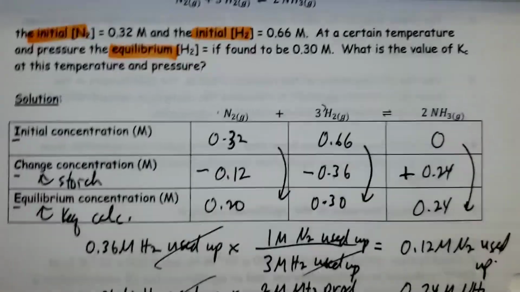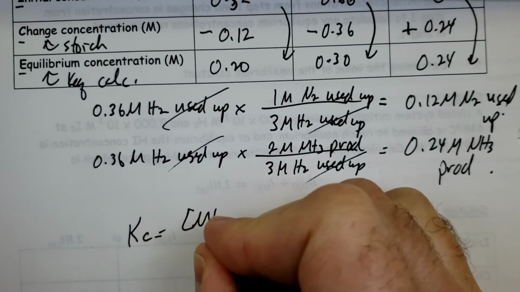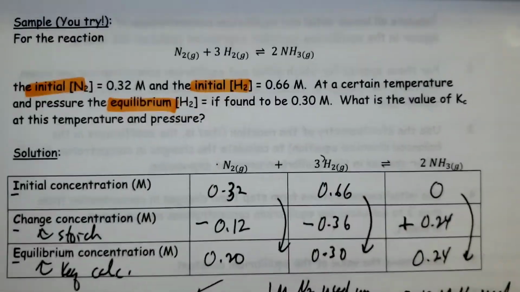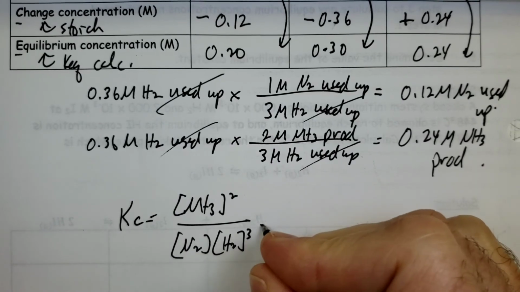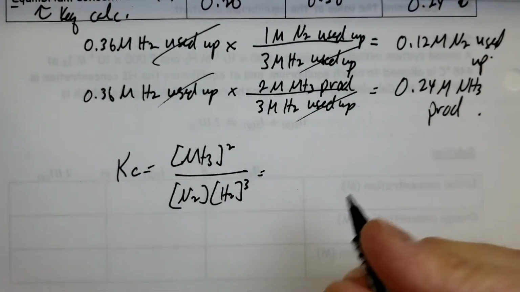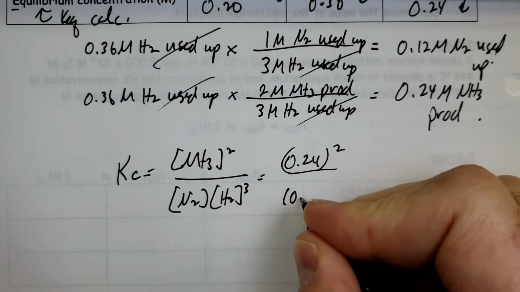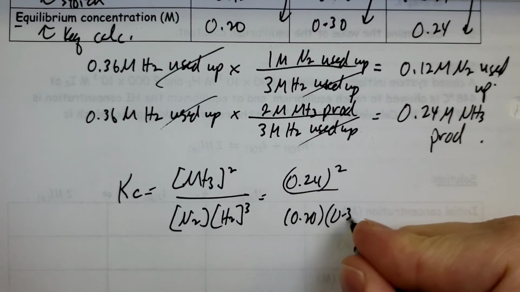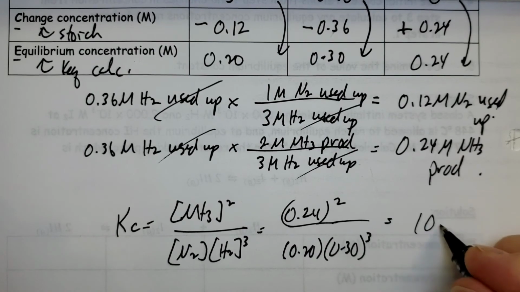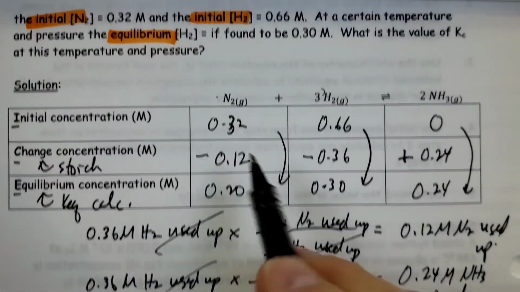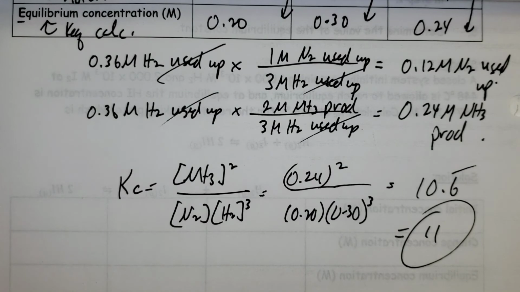So KEQ or KC, whatever you want to call it. So products, NH3 to the 2, all over N2, H2 to the 3. So my NH3 amount is 0.24. And then 0.2 of N2. 0.3 cubed, so you have to find your cube button on your calculator. When we do all that, we should get 10.6 repeating. I'll round everything off though to 2 sig figs, so we get 11. All right, that's how you do that.